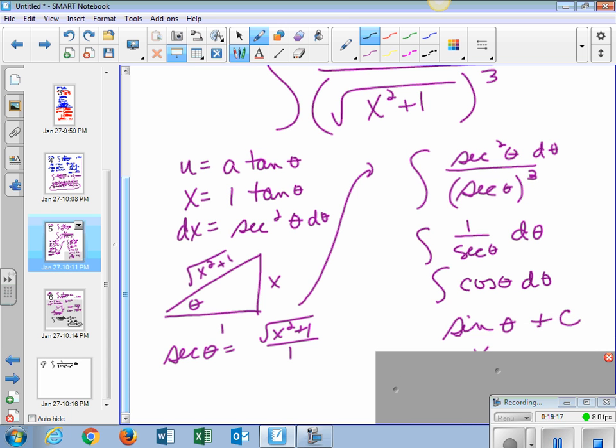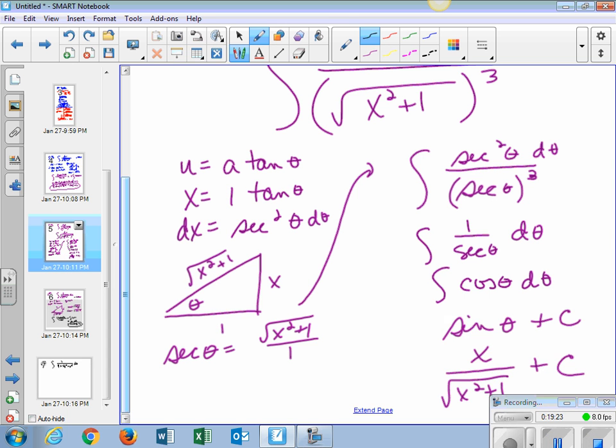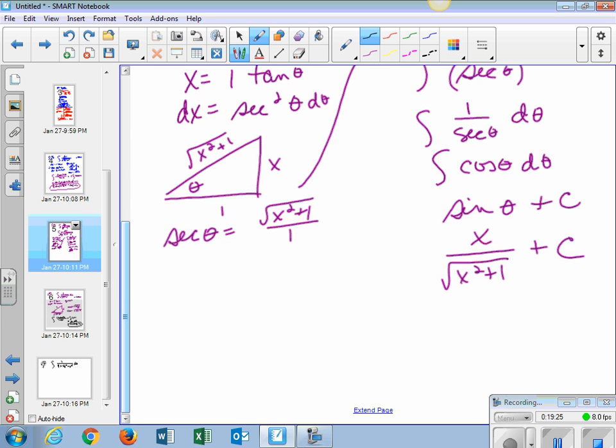The integral of cosine is sine of theta, but remember you cannot stop there. You have to finish it out and write it back in terms of x. So we get x over the square root of x squared plus 1 plus c. And you go back to your triangle to figure out what is sine of theta. So using that triangle once again, kind of helpful there. So that's my final answer for number 3. Make sure there's no mistakes. I'm sure you'll let me know if there was any.